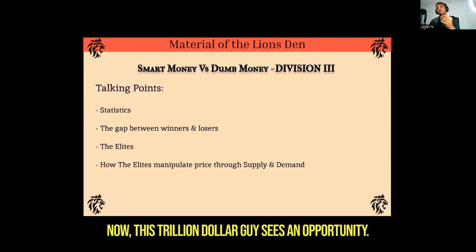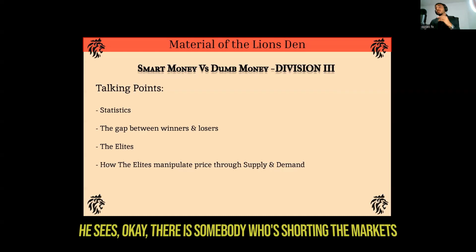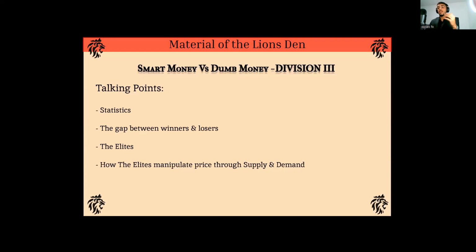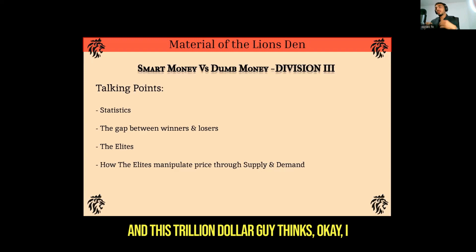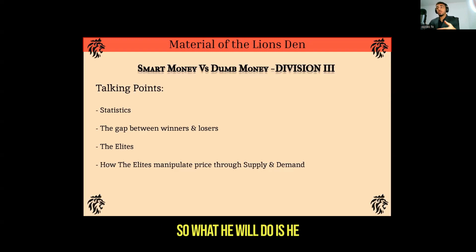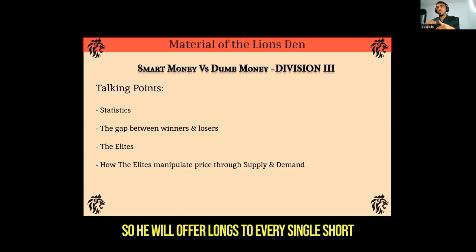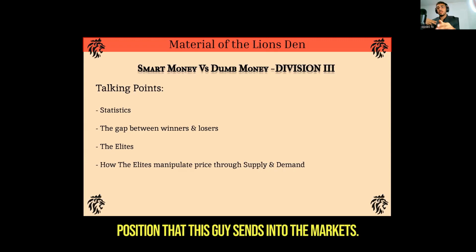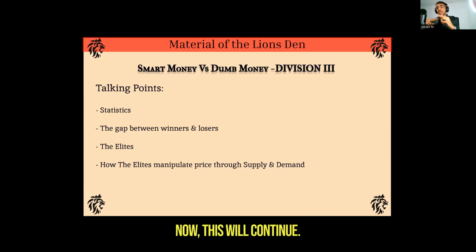Now, this $1 trillion guy sees an opportunity. He sees, okay, there's somebody who's shorting the markets with a large volume of money. And he thinks, okay, I probably have more money than this guy. So what he'll do is he will facilitate all of his shorts. He will offer longs to every single short position that this guy sends into the markets. Now, this will continue.